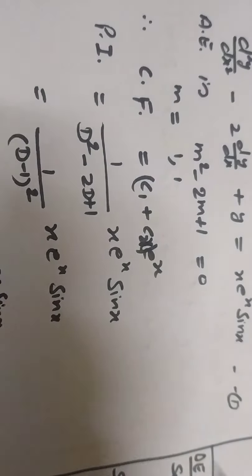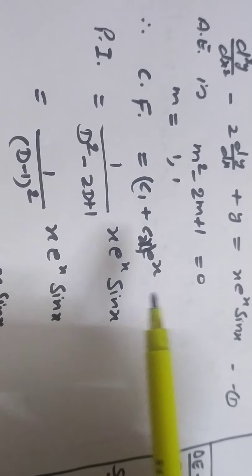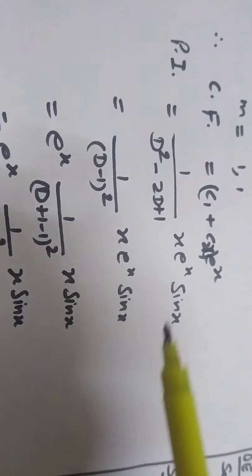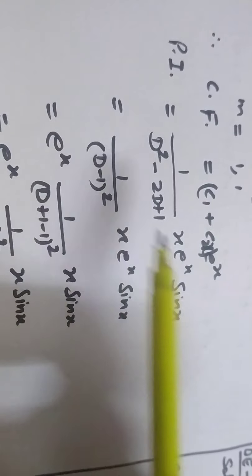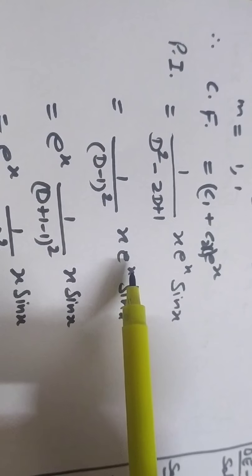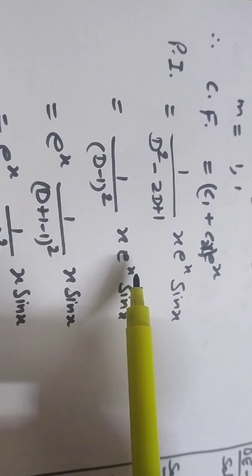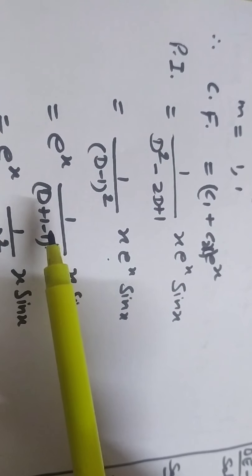Now to find the particular integral, 1 over d square minus 2d plus 1 on x e raised to x sin x. First I have taken e raised to x outside and replaced d by d plus 1. Where has this 1 come from? This is simply the coefficient of x in e raised to x, which is 1. So d has been replaced by d plus 1.